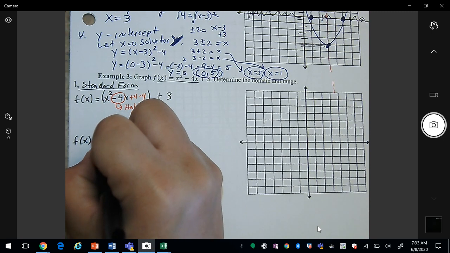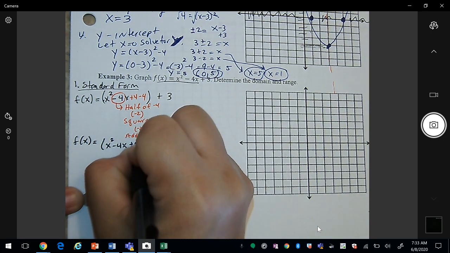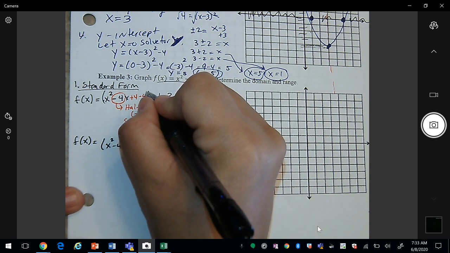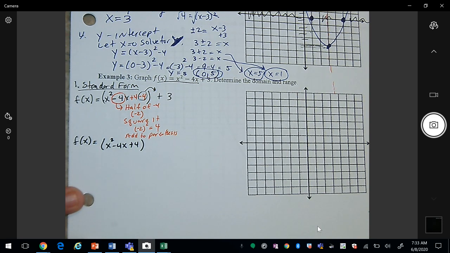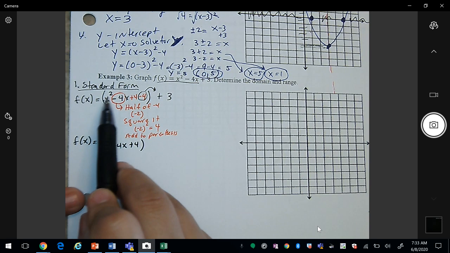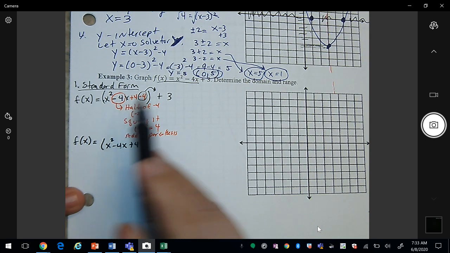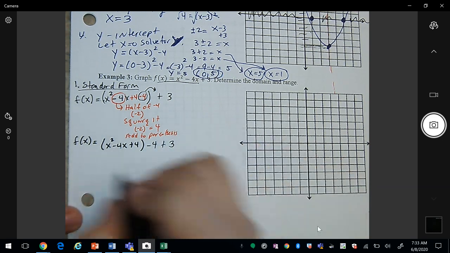Okay, so then what we want to do is keep the positive 4 in the parentheses. And then we want to remove the negative 4. This negative 4, we're going to bring outside. But if there's something out here in front of this parentheses, before we remove it, we would have to multiply it. In this case, there's a 1 here. So 1 times negative 4 is just negative 4. And then we have our plus 3.